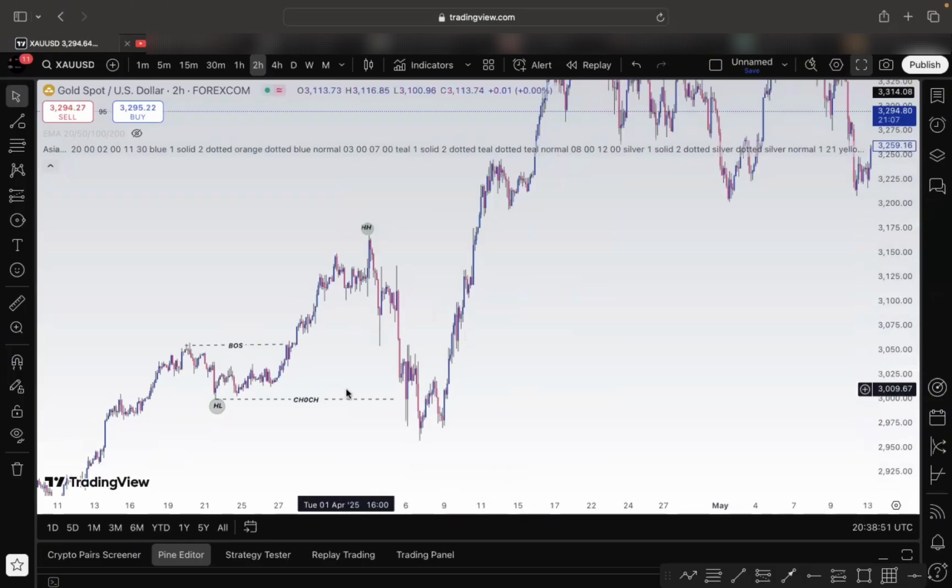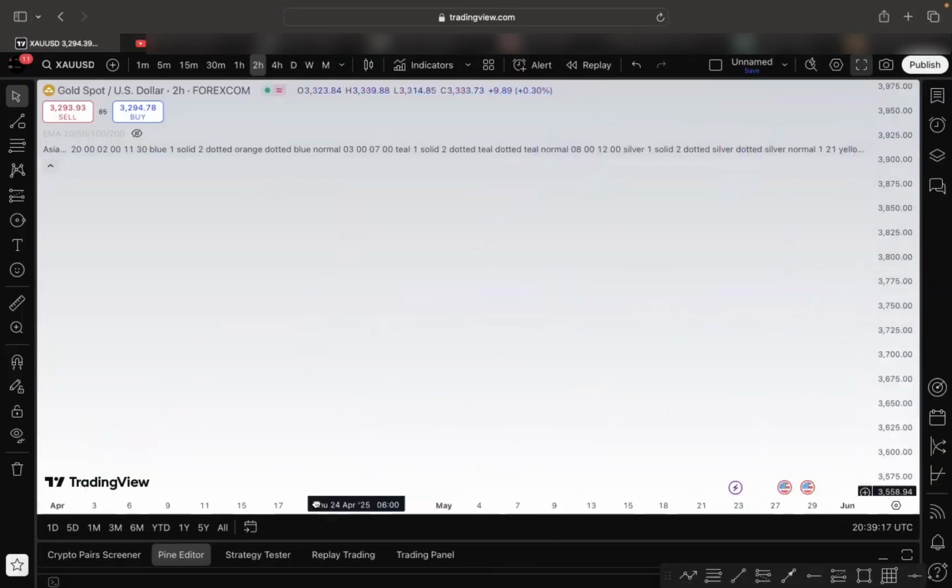Someone can ask, is this change of character valid or not? Yes, it is valid, because in trading you have to be very systematic and very rigid with your drawing and all of that. However, someone would see this and call it a liquidity sweep. In uptrends, the basic analogy is price should respect the higher highs and the higher lows.